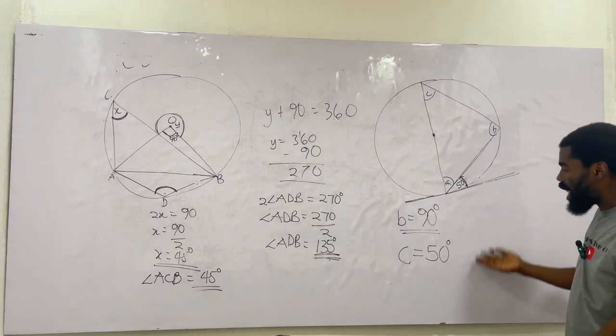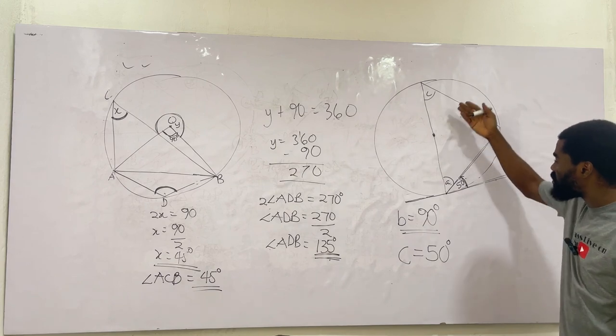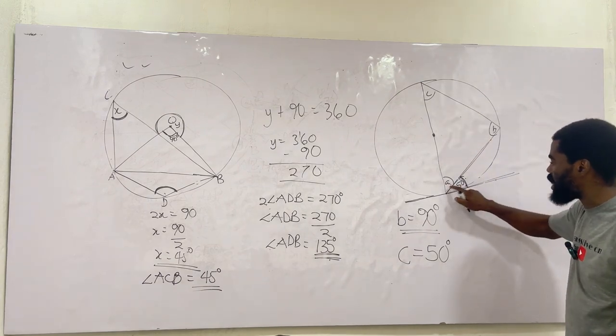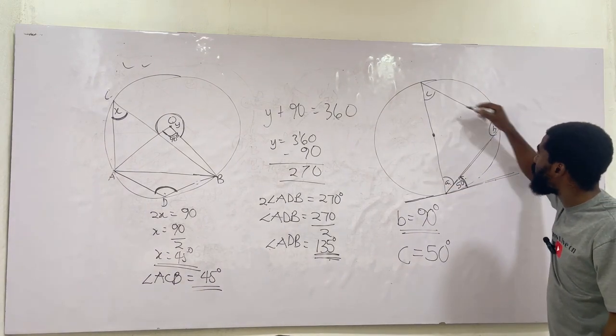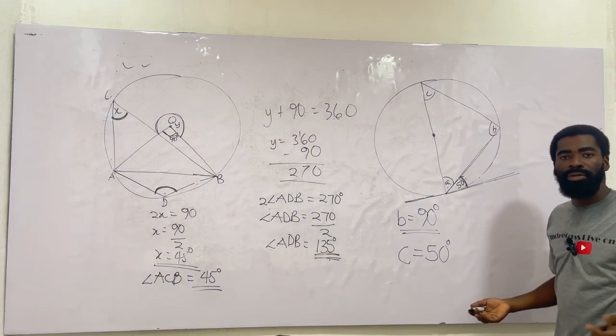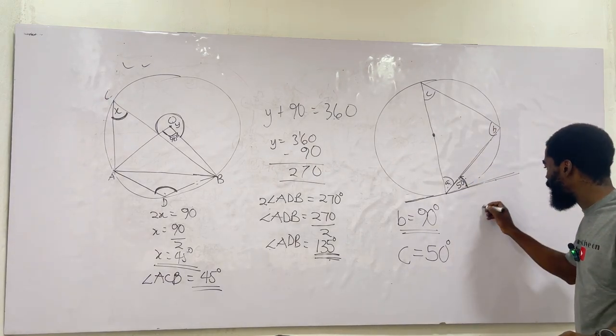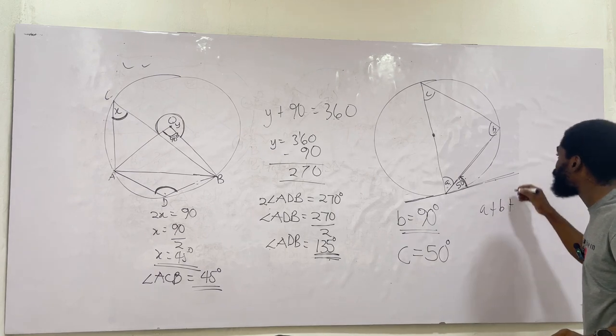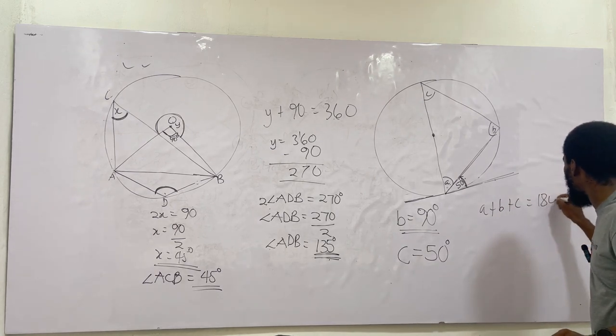Good. Now we have this. How do I get the angle? I found B and C. So how do I get angle A? I use the triangle property, which says that A plus B plus what? Plus C should be equal to 180.